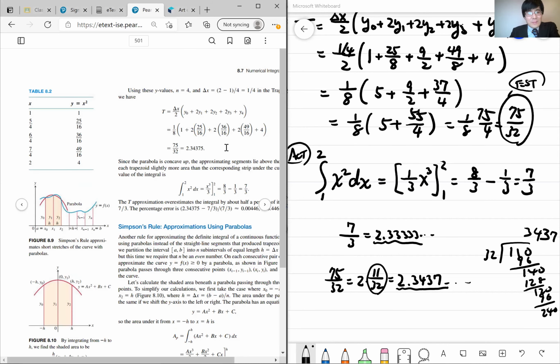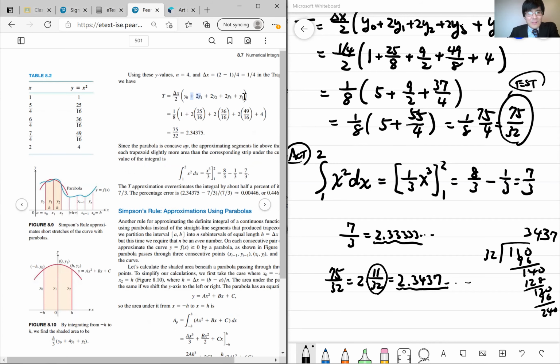Okay, so that's something like this. So you just make a table and you just plug into this formula. Okay, so it's easy to do if you have a spreadsheet or some calculator. This is much easier to do.